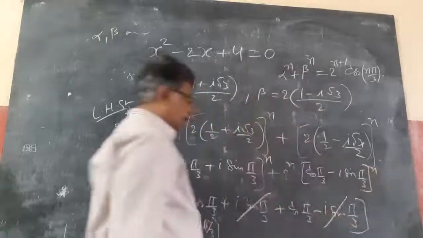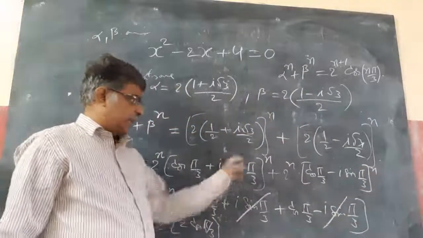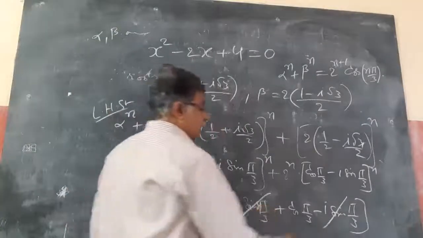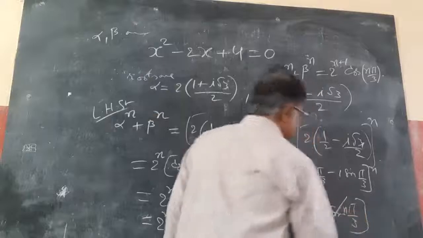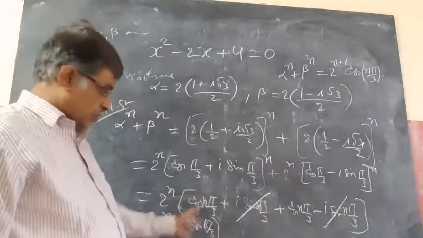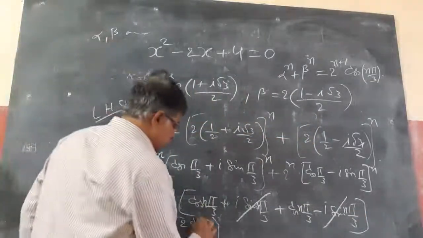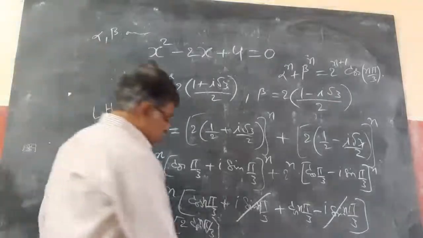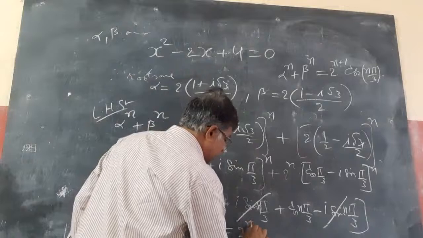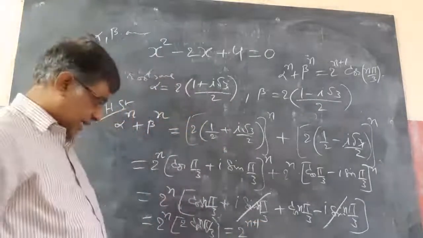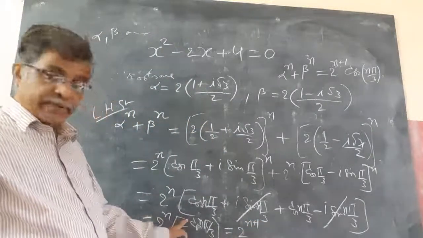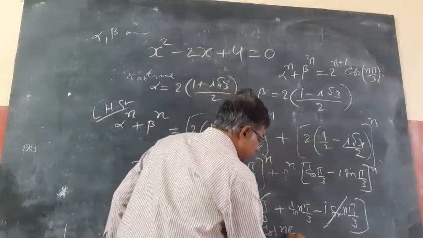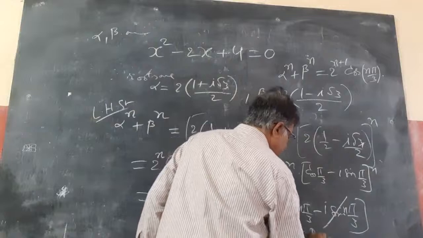Whole power n. So according to De Moivre's theorem, cos theta plus i sin theta whole power n is cos n theta plus i sin n theta, and cos n theta minus i sin n theta. So what I got is 2 cos n pi by 3. Now bases equal, powers can be added, so this becomes 2 power n plus 1 into cos n pi by 3, equal to RHS.